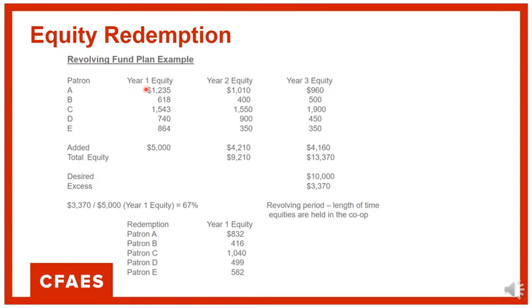As before, we can see here the equity that each patron is allocated and the years it is allocated. Patron A was allocated $1,235 in equity in year 1, which can be seen here.